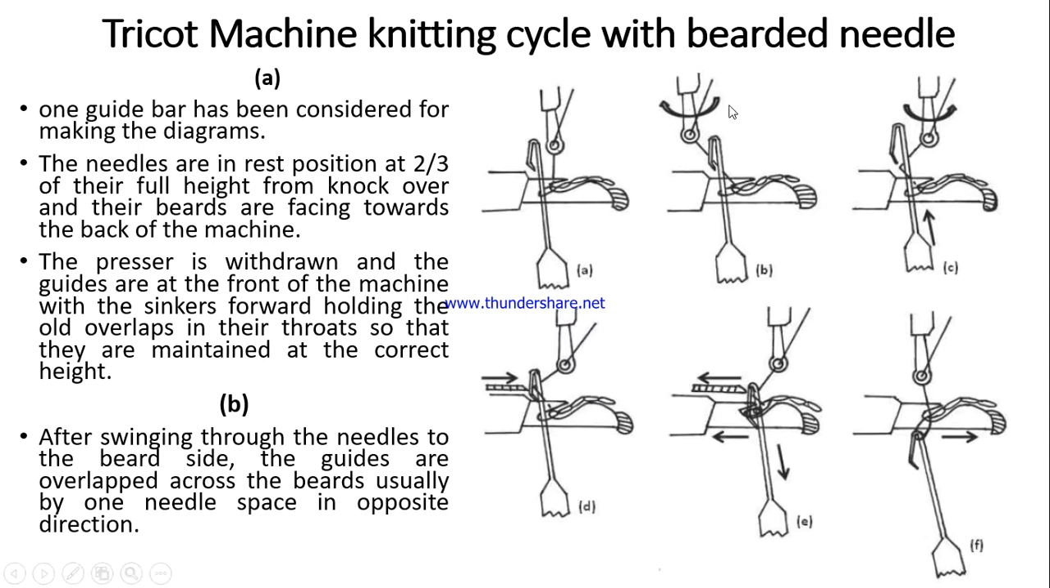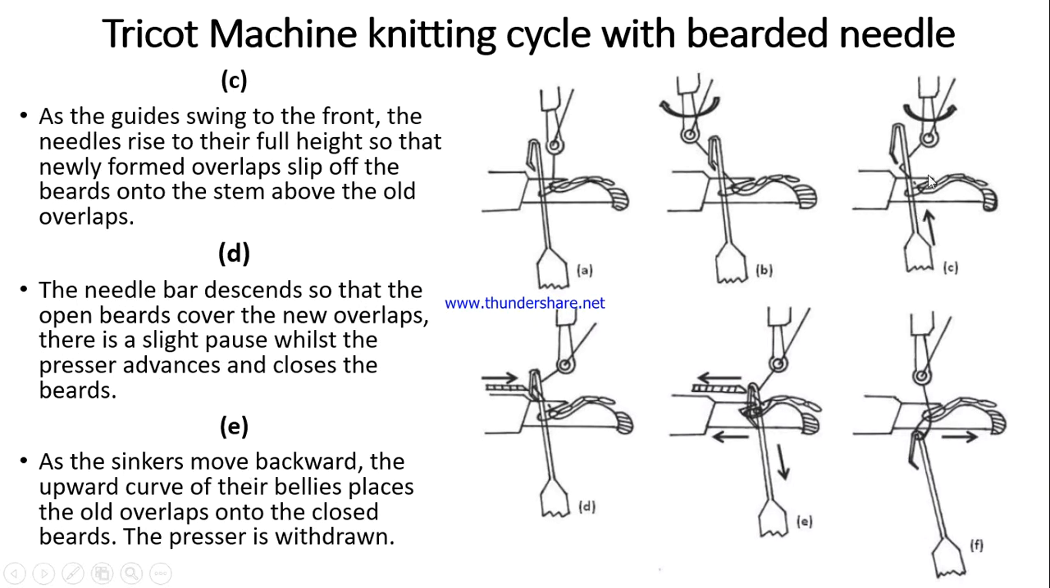The guide bar is traversed from the front to back, as well as having some swinging motion through the needle to the bearded side. Okay, swinging has been done to the beard side. The guides are overlapped across the beard, usually by one needle space in the opposite direction. Now the swinging is done. Swinging means overlapping has been done in the hook side of the needle by the guide bar. Now this is showing the swinging motion.